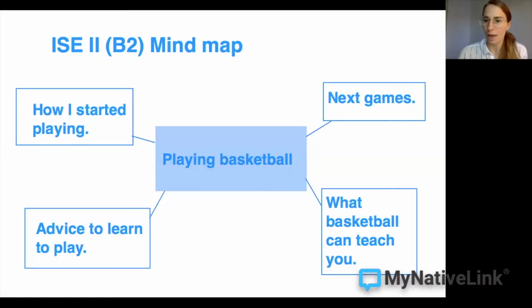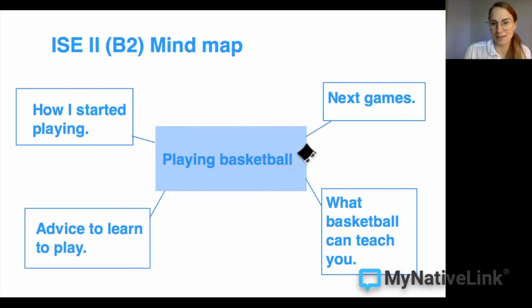So now we're going to look into a possible topic that you could do. We're going to look into a hobby, and we're going to look at a mind map of the hobby. As you can see here on the board, we chose the topic of playing basketball, and here you've got the main idea of the topic, and then you've got other subjects that you could talk about. For example, in this case, we start with how I started playing basketball, because it's going to be a personal topic. So you could talk about your experience, explain about the past.